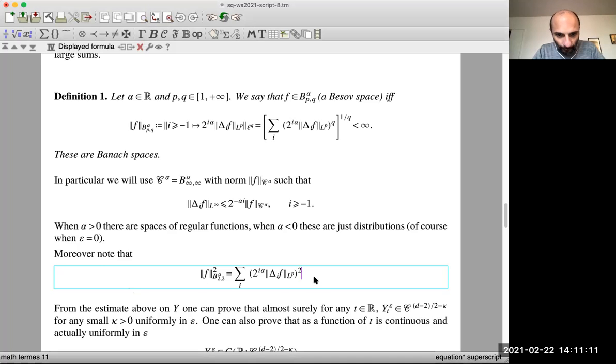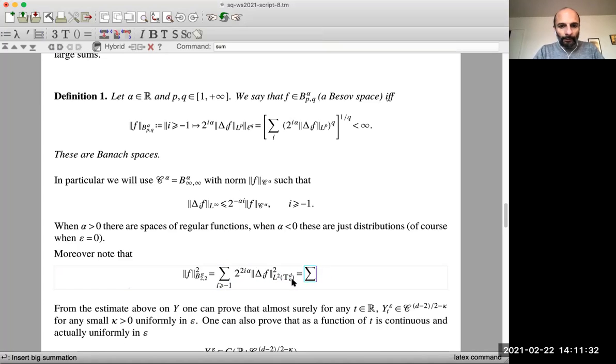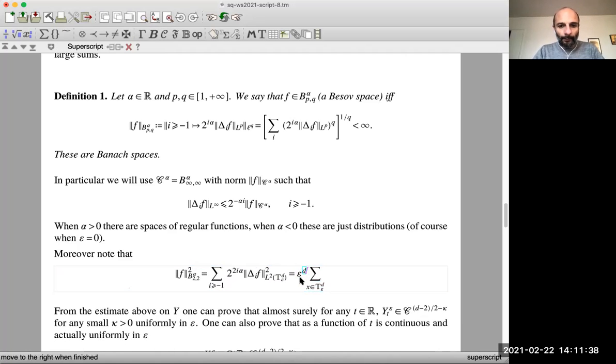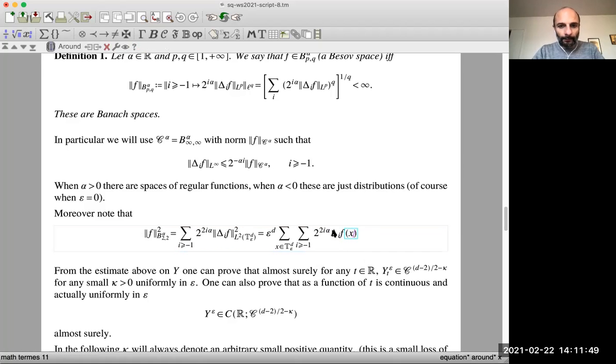So I just wanted to note that when you take the 2 here, how does it look? Well, you have a 2 here. That's easy. Remember that we are in this torus, okay? And actually this is really a sum over a finite set. The right way to sum is to consider the volume, the discrete integral, let's say. Then we have this sum, and here we have just the Fourier coefficients of f at point x squared, okay? That's what its norm is.